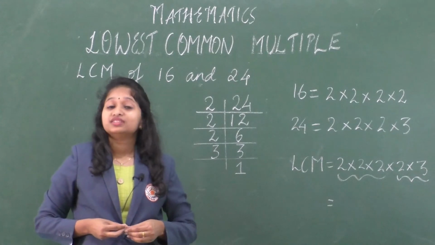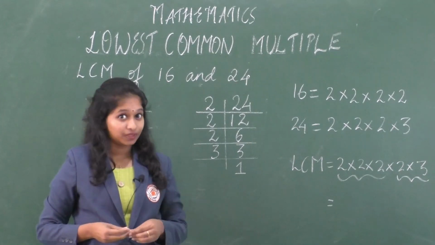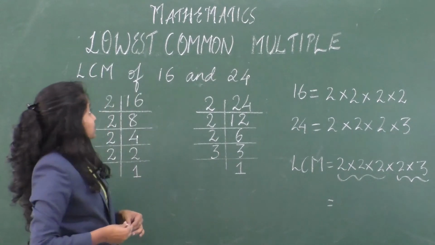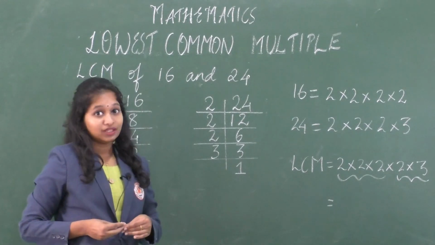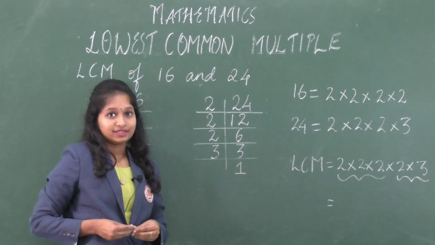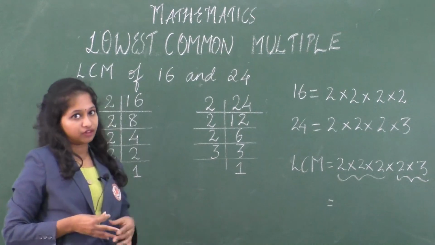Children, now let us move on to the next topic, that is LCM. What is LCM? It is the lowest common multiple. In that, how to find the LCM using the prime factorization method.